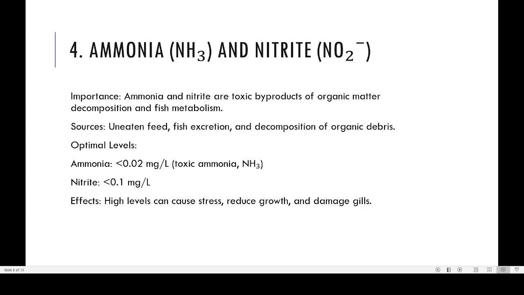If ammonia and nitrate are above the optimal level, that will lead to different types of stress, biological stress, physiological stress, metabolic stress, and that will reduce the growth of the fish and also damage the gills. So gills may get damaged because of high ammonia or nitrate content in the water.